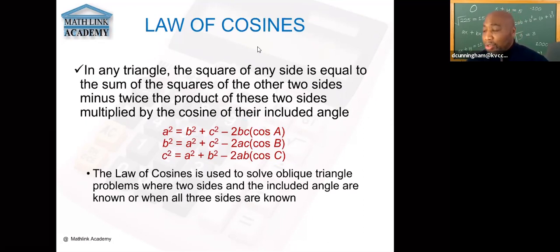But really, if you just know one of the patterns, notice the pattern here. Notice the pattern for b squared, the second one. b squared is equal to a squared plus c squared minus 2 times ac times the cosine of B. And then also notice this pattern here of c squared is equal to a squared plus b squared minus 2ab times the cosine of C. Again, it's all about recognizing the pattern. So let's look at how to use this law of cosines.